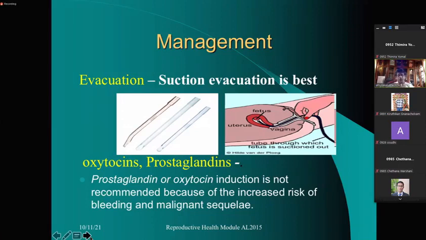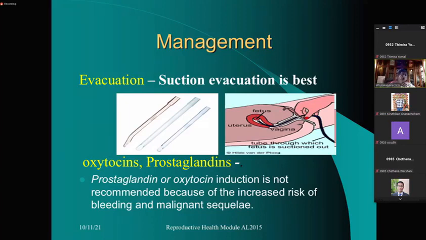Now, the method of choice for evacuation is using this suction curette. You will put one of these curettes inside and suck out this abnormal proliferated placental tissue. Right?